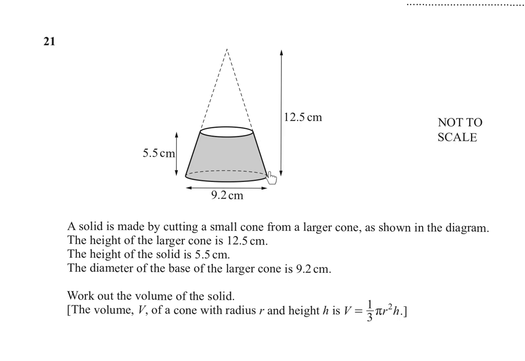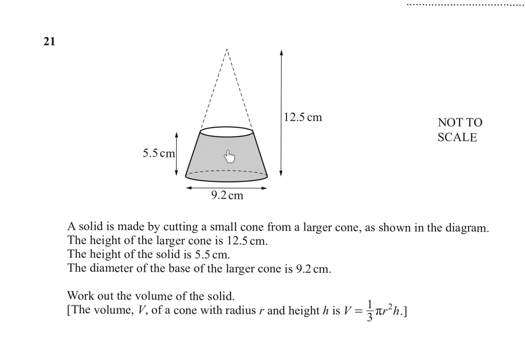To find the volume of the solid, we can find the volume of the larger cone minus the volume of the small cone, which is removed. We have a formula to find the volume of the cone: 1/3 πr² × height. So we need to find the volume of the larger cone minus the volume of the small cone to find the volume of the solid.